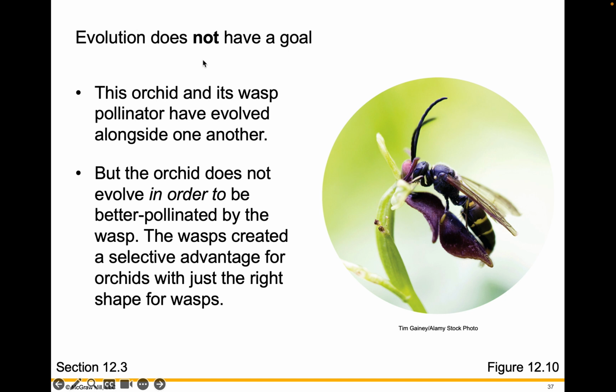All right, another thing to keep in mind is that evolution doesn't have a goal. So here's a picture of an orchid, and this wasp is its pollinator. They've co-evolved. They've evolved alongside each other. But the orchid doesn't evolve in order to be better pollinated by the wasp. The wasps created a selective advantage for orchids that happen to have the right shape for wasps.